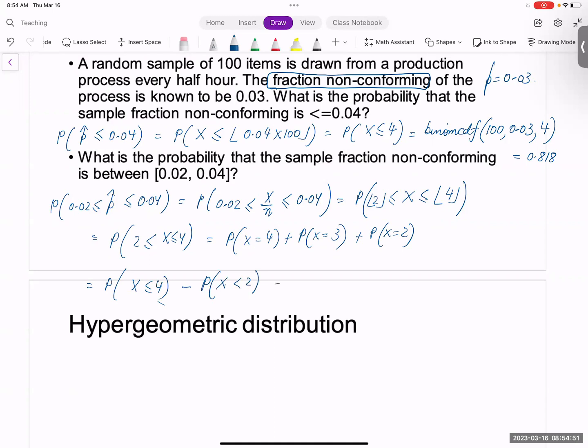right? And then you do binom CDF in the first case. In the second case, also you'll have to do binom CDF. One thing that you have to be very careful about is, again, since we have less than 2, I will have to rewrite this as probability x less than or equal to 4 minus probability x less than or equal to 1, right? Because less than 2 is basically less than or equal to 1. And if you compute this, you will get 0.6232. Okay, fantastic.